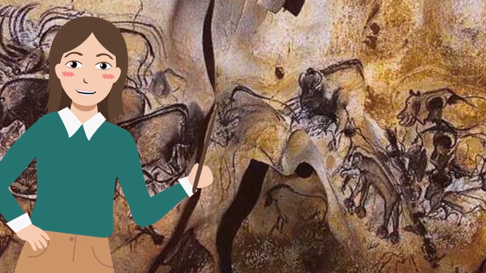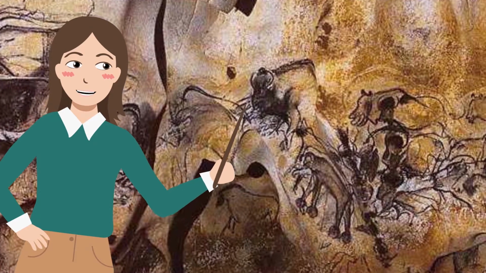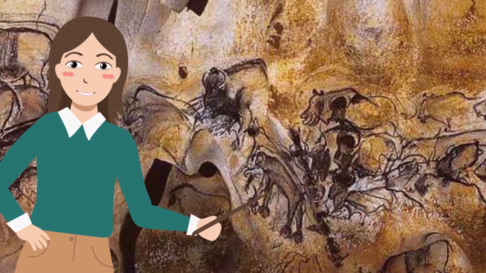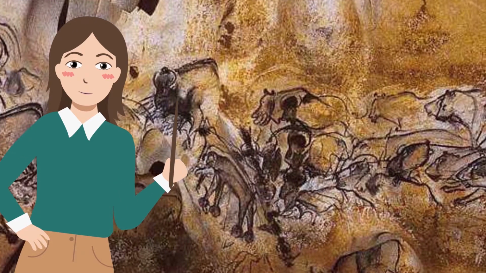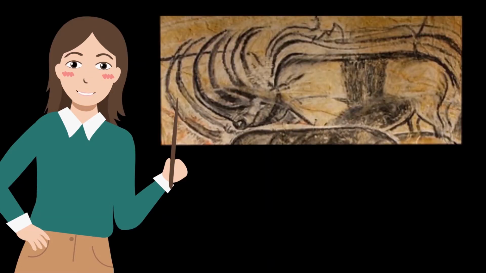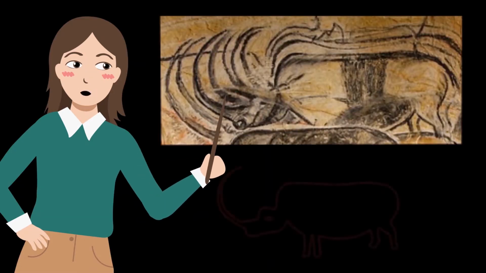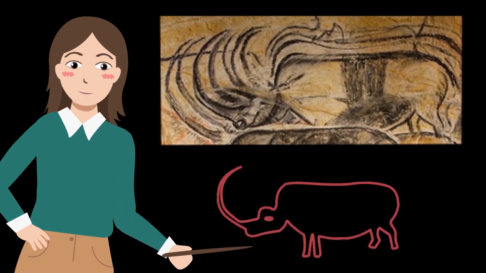Some figures appear to have shading, suggesting the artist had an understanding of depth and how light casts shadows. Some animals are drawn as if in motion, such as the rhino, whose horn is repeated as if its head was bobbing up and down.